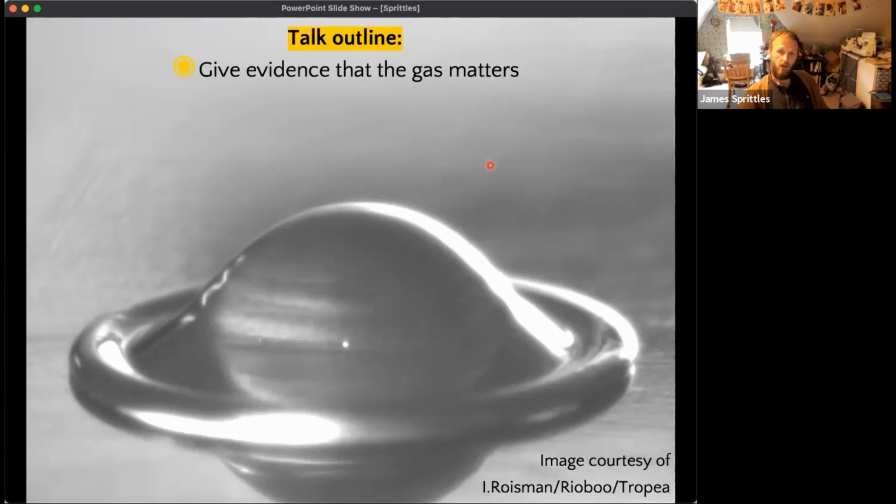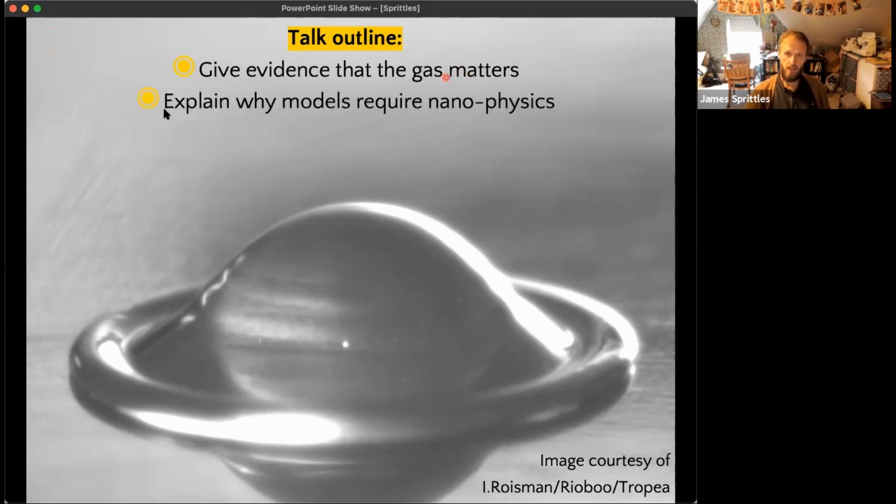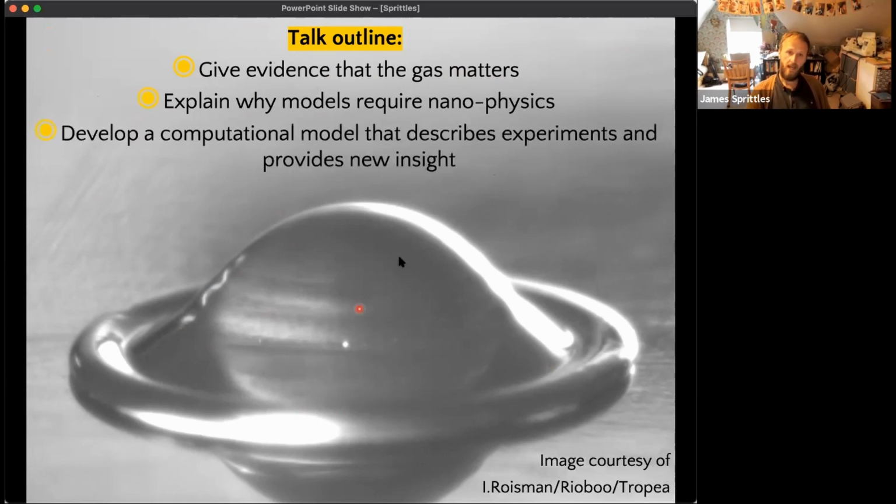So to give you an outline of what I'm going to talk about today, first of all, I'm going to kind of break this view and show you why the gas certainly does matter. Then I'm going to explain why these seemingly innocuous problems, which are very much on the macro scale, so we have millimeter-sized drops, require complex nanoscale physics to be understood. And then I'm going to develop a computational model which describes experiments and hopefully gives some new insight into these problems.